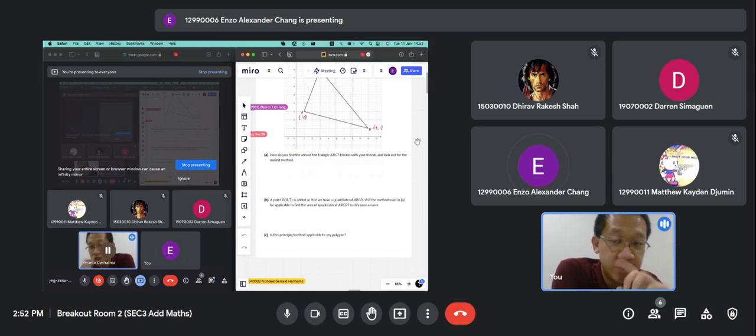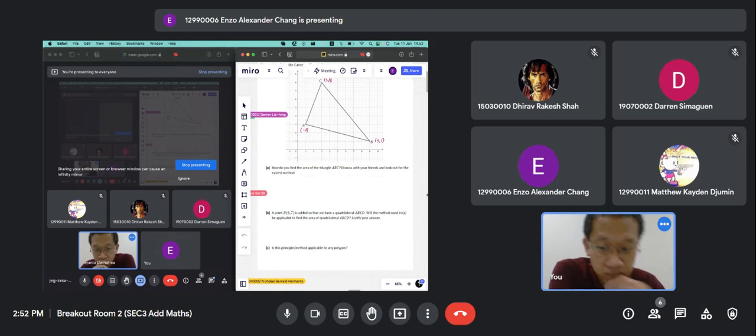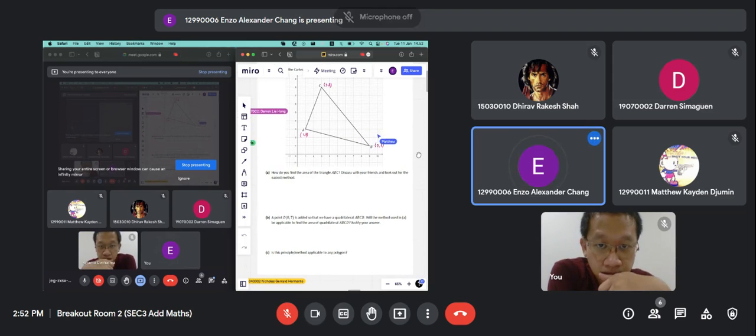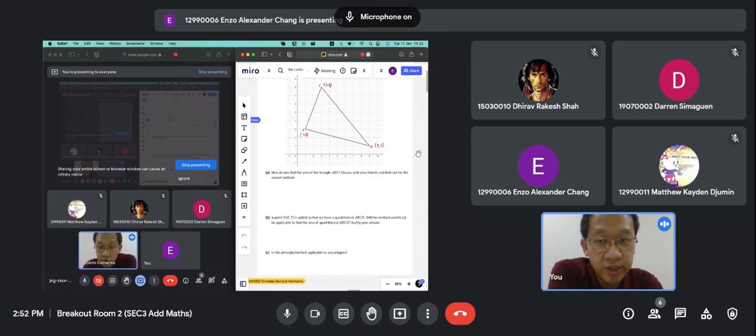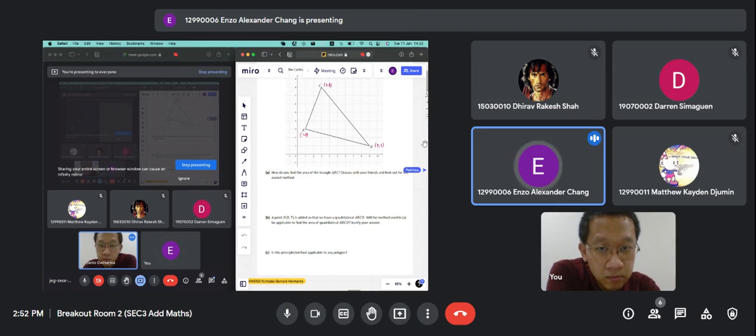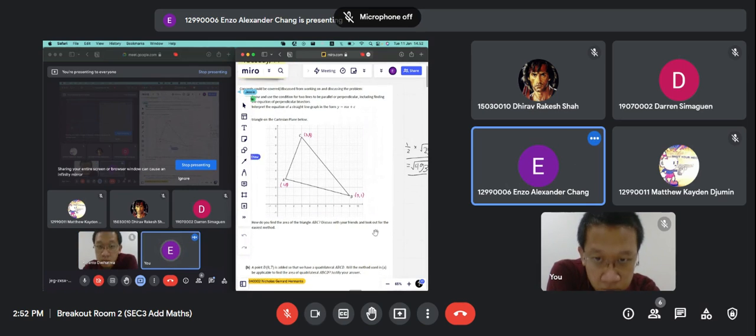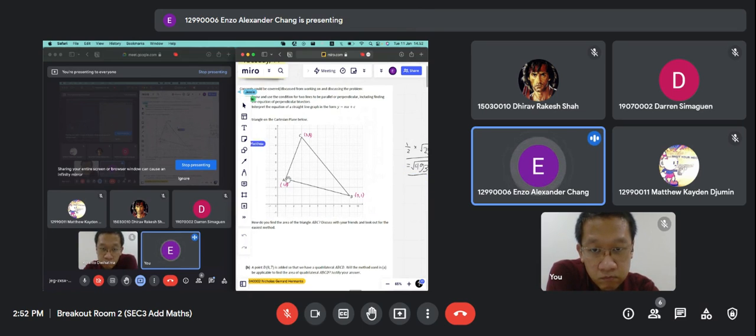For question A first, what did you guys conclude? How do you find the area? The primary triangle method. Could you demonstrate that? Like you draw a rectangle around the whole thing, and then you subtract the certain triangles that are outside the triangle but inside the rectangle. So there's this and this, and you get the inside triangle.